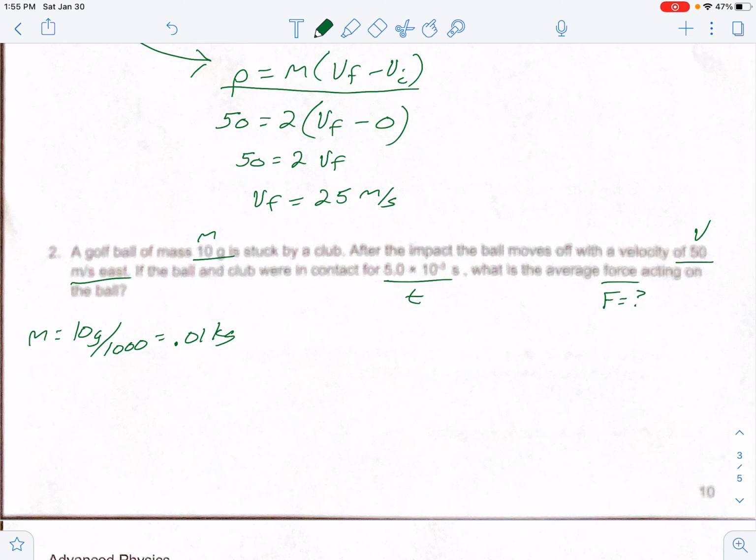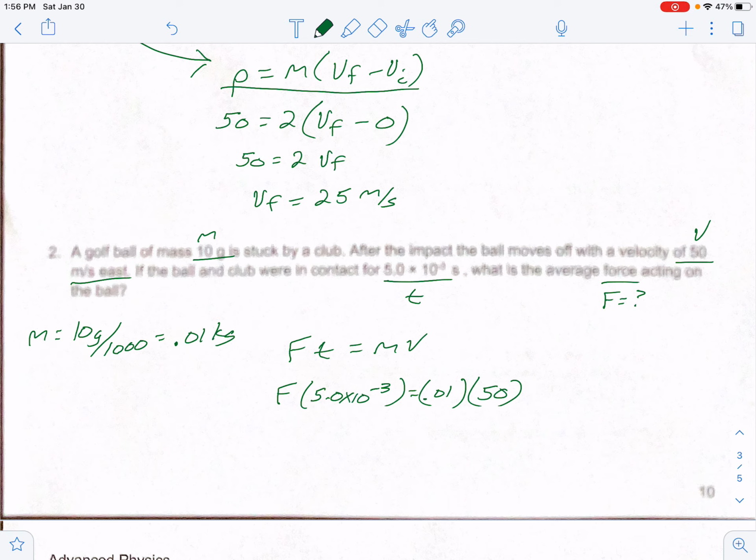If you notice here, I'm looking for F, I have T, I have M, I have V. So that should be a dead giveaway that I'm going to use this equation. If I have that many numbers, I have to use a big equation, and that's FT equals MV. Since I only have one velocity, I don't have to worry about the VF minus VI. So force, I don't know, so I'm going to leave it as F. My T is 5.0 times 10 to the negative 3 equals mass. My mass is 0.01 kilograms times my velocity, which was 50.